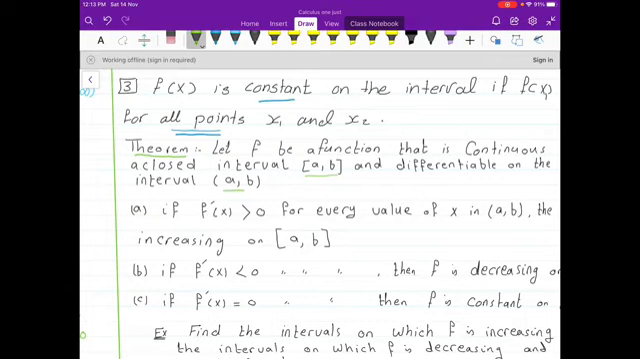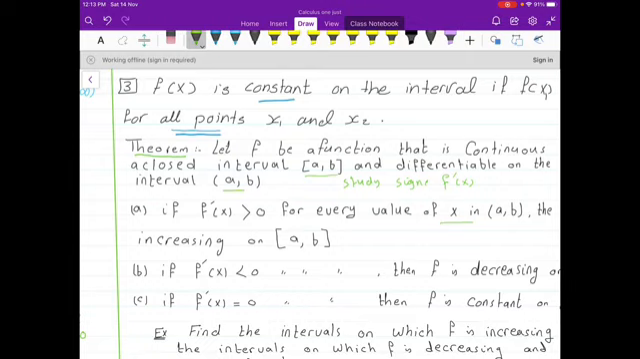So how to find the intervals of increasing and decreasing? First of all, you study the sign of f prime of x.